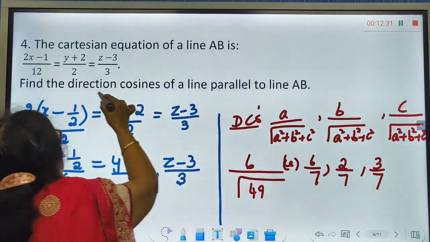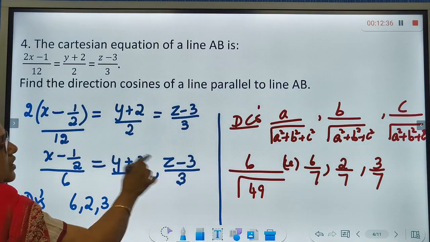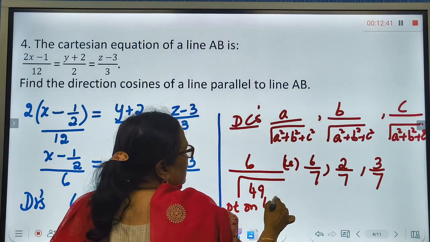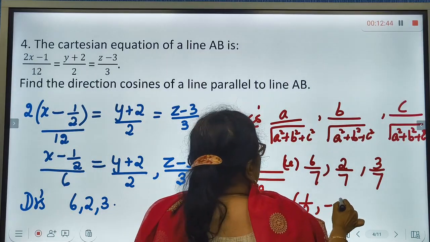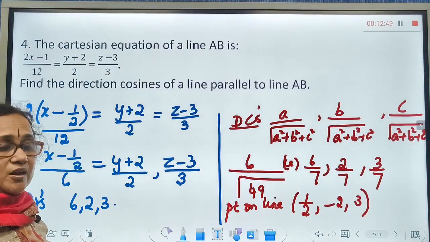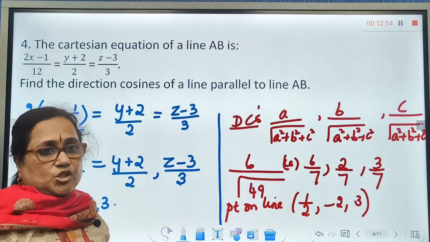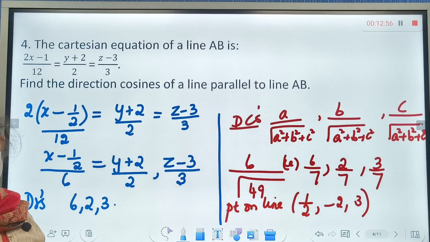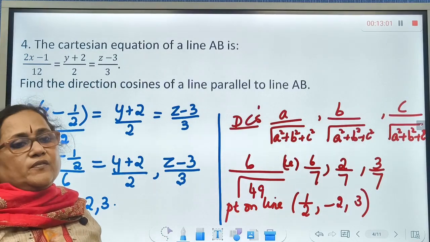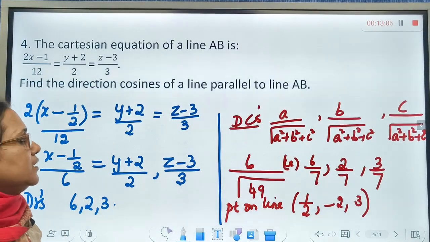If they ask you what is the point on the line, the point that we know is half, minus 2, 3. Point on the line is half, minus 2, 3. So, I hope you understand now how to write the equation of a line in Cartesian form, recognize a given line in Cartesian form, how to convert it into vector form, how to write down the coordinates of a point on a given line when the equation of a line is given, how to write the DRs and how to write the DCs.